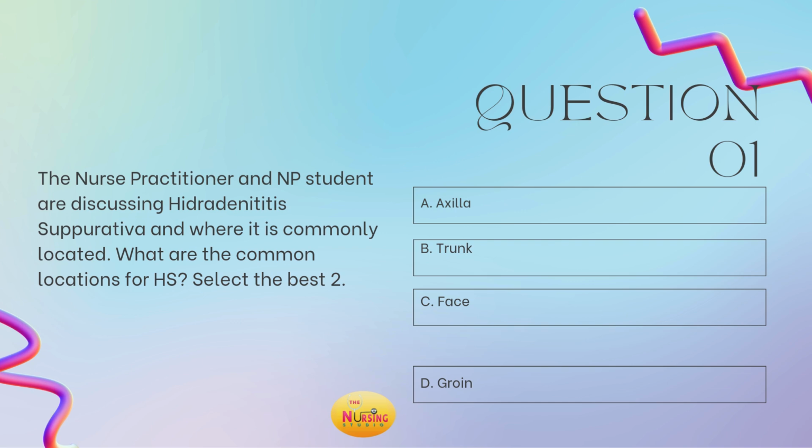All right, the nurse practitioner and NP student are discussing hidradenitis suppurativa and where it is commonly located. What are the common locations for hidradenitis suppurativa? Select the best two. Is it A, axilla, B, trunk, C, face, or D, groin? Take a moment and tell me what you got in the comments, you guys.